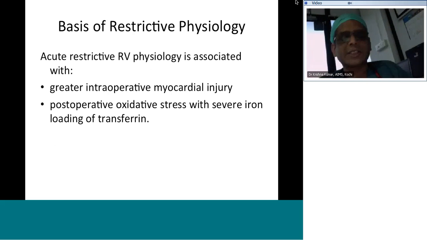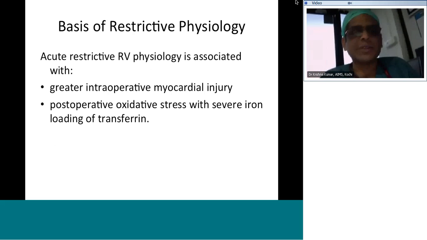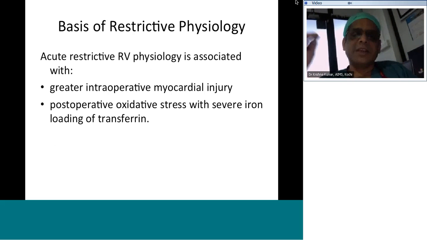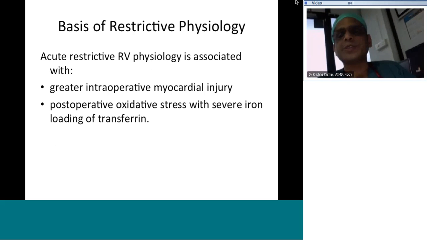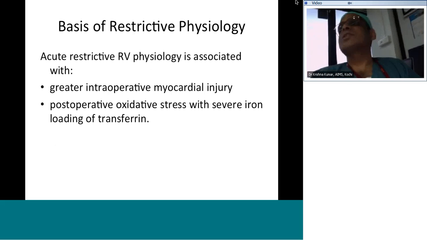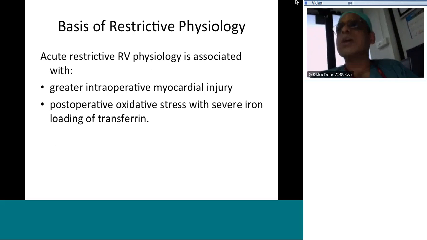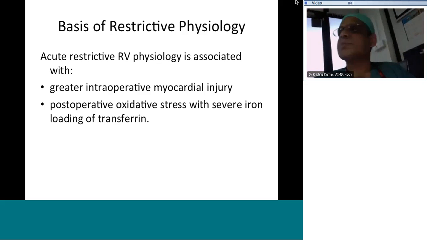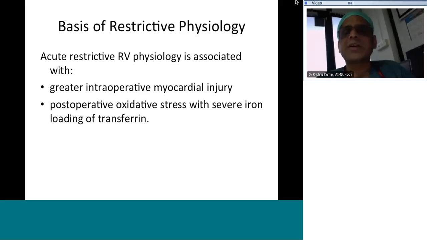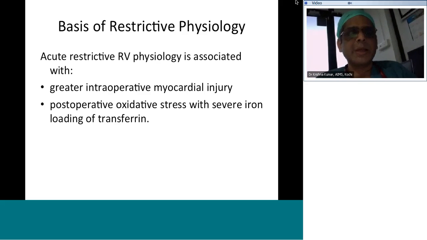The second step is something that isn't very intuitive, but invariably, if you go back and think about those patients who develop the low output state, in our own experience, you will find that their bypass times and support times were longer than those in which you didn't encounter any problem. So intraoperative myocardial injury is clearly associated with restrictive physiology. I'll explain this in the next slide where there is post-operative oxidative stress.